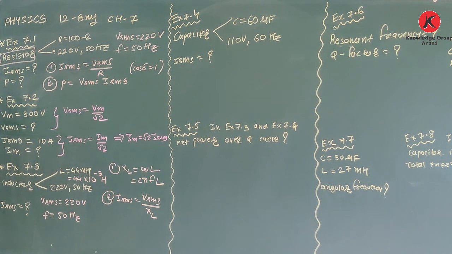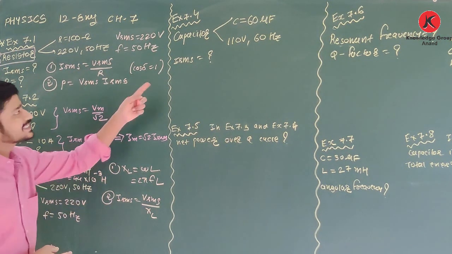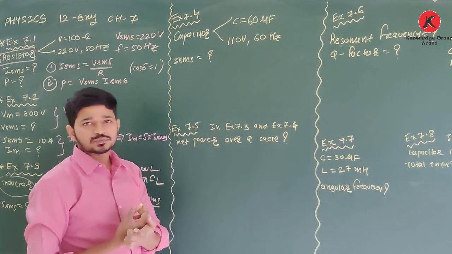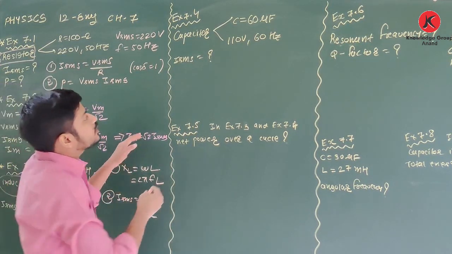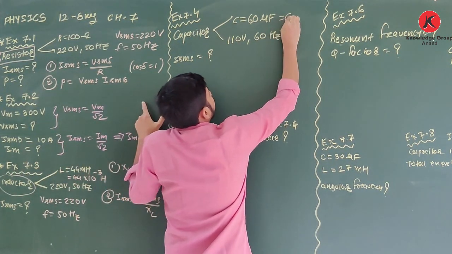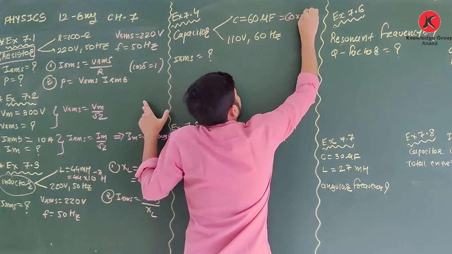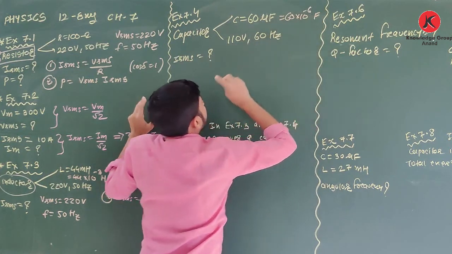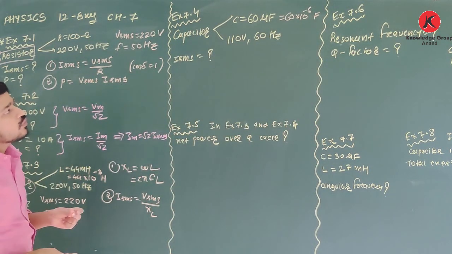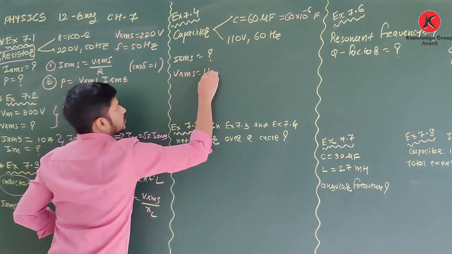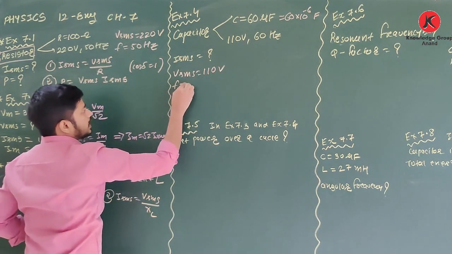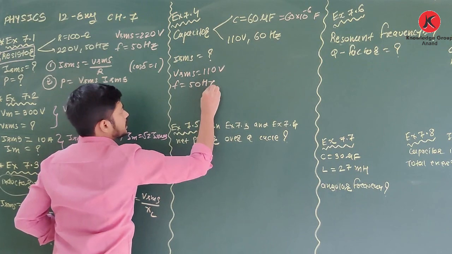Second question which is based on inductor. Now third question, yes, it is based on capacitor. One capacitor having capacitance 60 microfarad, means it is 60 into 10 raised to minus 6 farad, is supplied to 110 volt 60 hertz. Means VRMS is equal to 110 volt and frequency F is equal to 60 hertz.